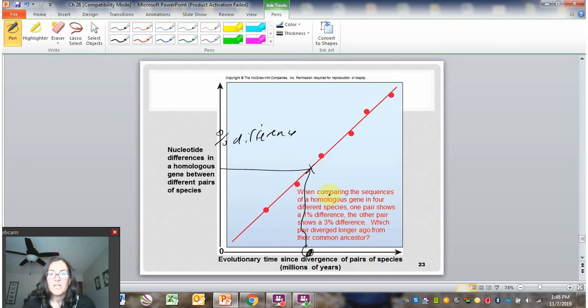So just to check in on here, when comparing the sequence of a homologous gene in 4 different species, one pair shows a 1% difference, the other pair shows a 3% difference. Which pair diverged longer ago from their common ancestor? Well, remember, the more differences equals the longer time ago since divergence. So the 3% difference group would have diverged a longer time ago.